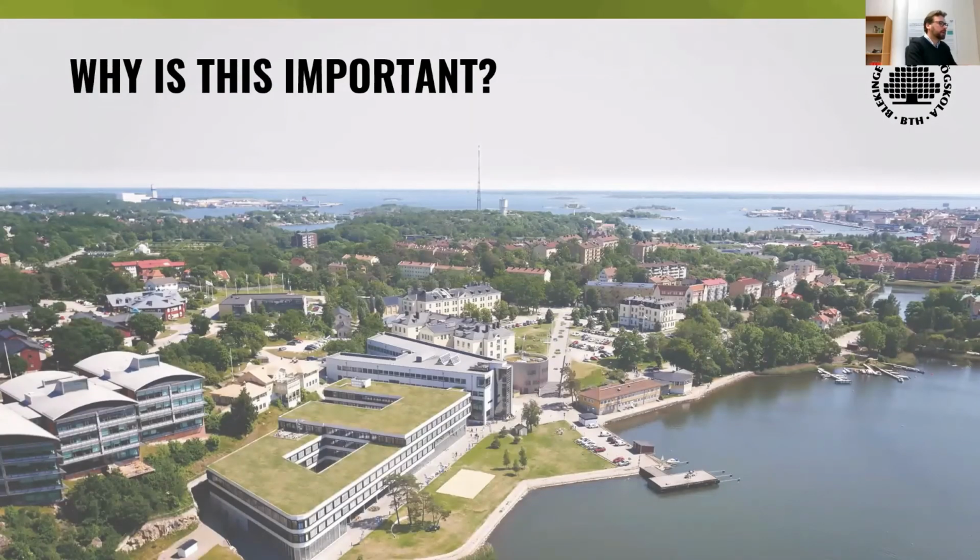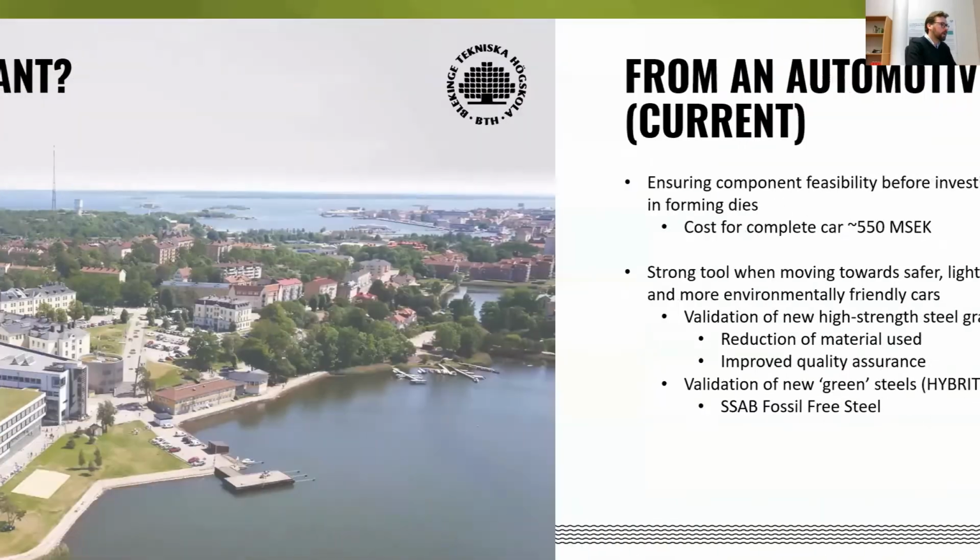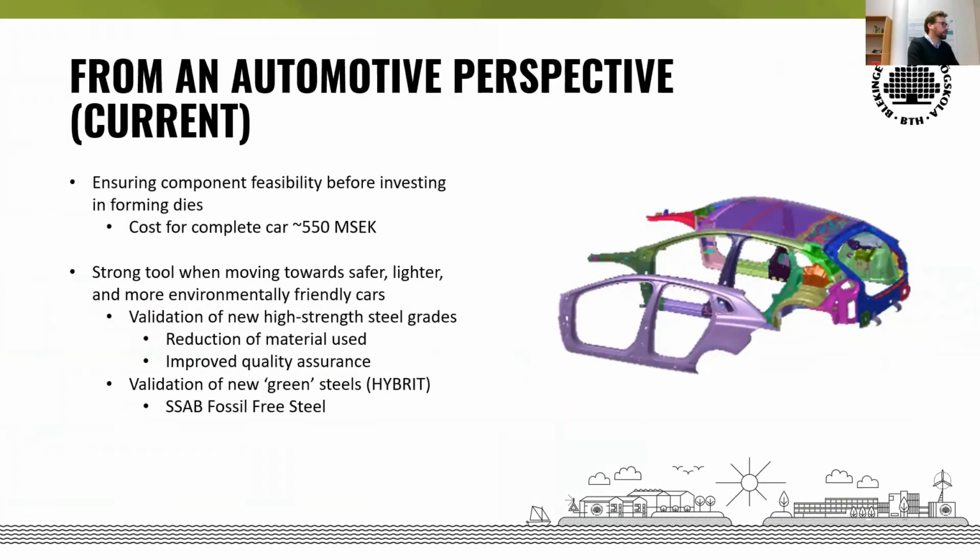So why is it important that we increase the accuracy of the way we predict failure in these kinds of components? Well, the first reason is that we want to make sure that we are able to manufacture the things we have designed before making large investments in the tools needed to manufacture them. From the perspective of the automotive industry, the cost for the tools for a complete car runs up to about 550 million Swedish kronor. So it's very important that we are sure that we can actually manufacture the designed component before we make these large investments.